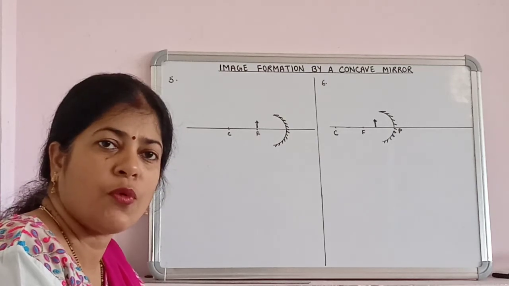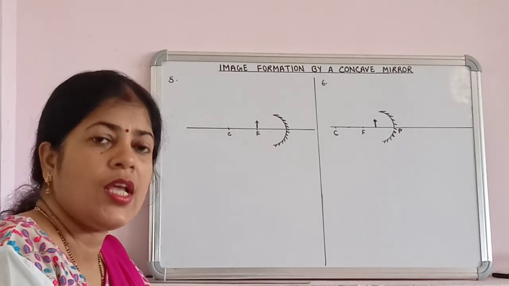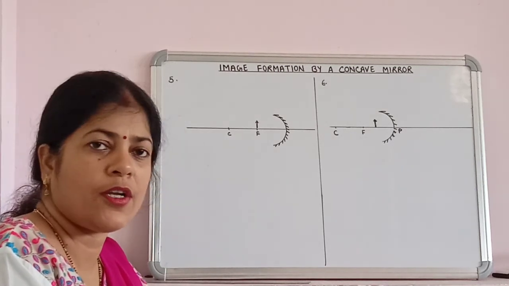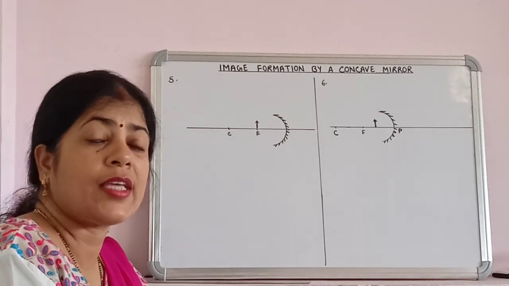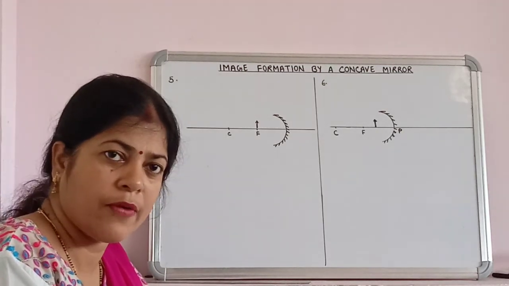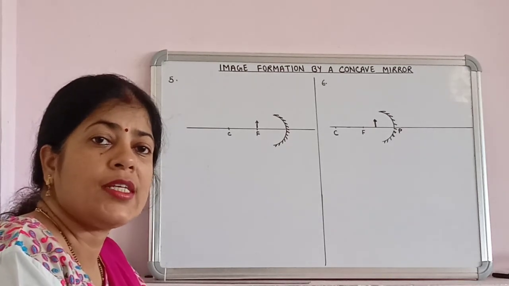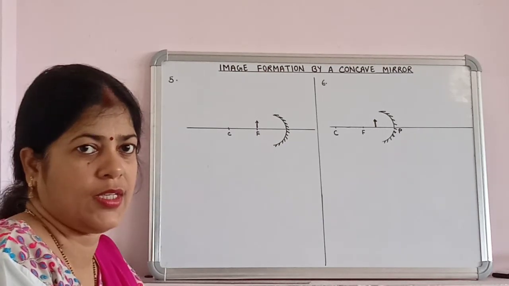The first case was when the object is kept at infinity. The second was when the object was kept beyond the center of curvature. Third was when the object is kept at the center of curvature. And fourth was when the object is kept between the center of curvature and the focus.